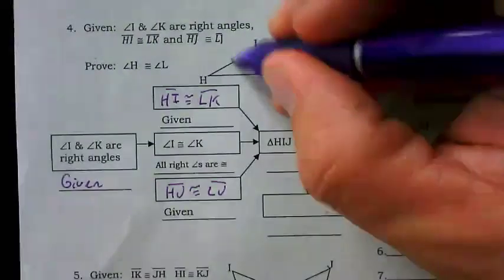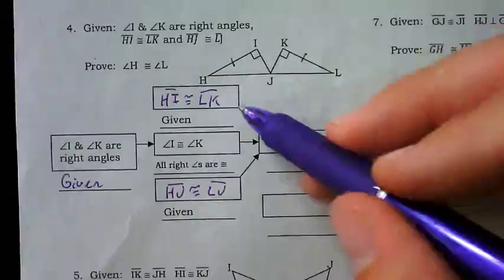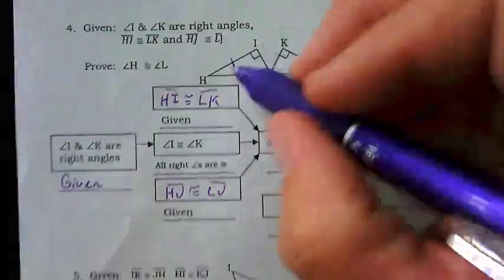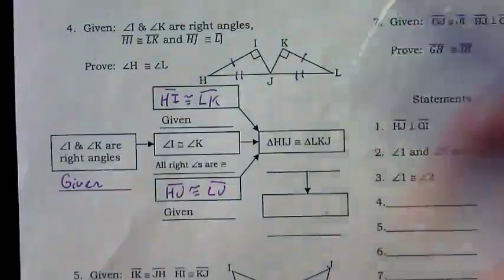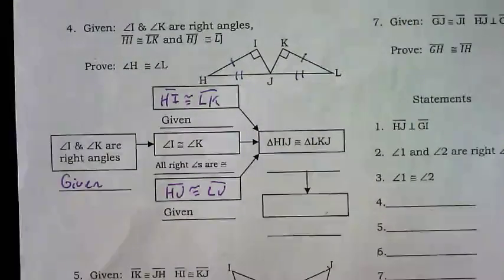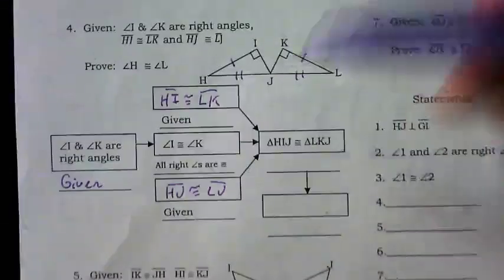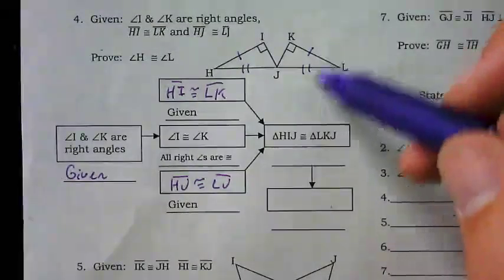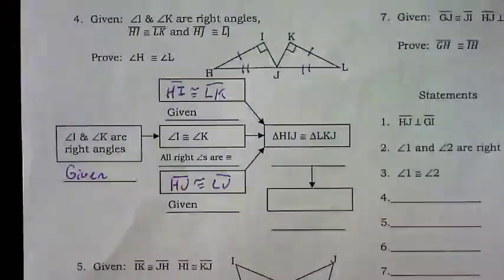We also should be able to mark that these 2 are congruent because that was a given. And we should be able to mark that these 2 are congruent because that was a given. Once you have those things marked on the triangle, we're able to say that the triangles are congruent. How are the triangles congruent? Well, if you look at the diagram, we have 2 sides and an angle.